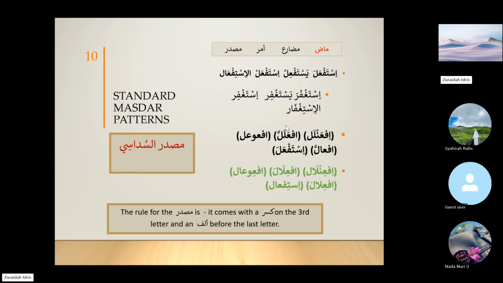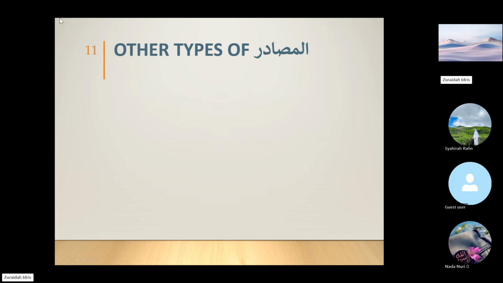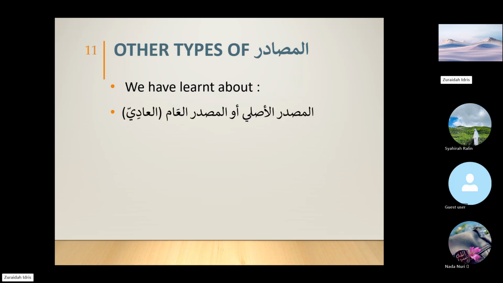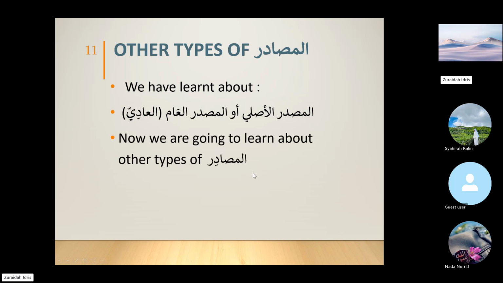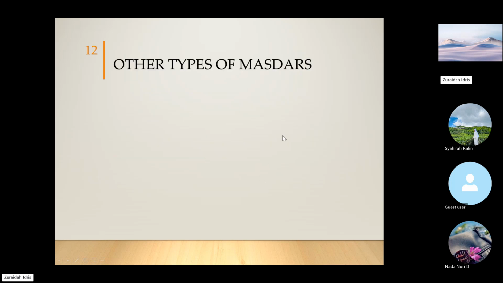Okay, so I'll close off with what we're going to do next week. We did all the masdars that had a pattern. That means we know the masdar from whether it is Rubai, Humasi, Sudasi. We know the patterns from that. But we also have other masdars. This is what we call Masdar Asli, or Masdar Am or Adi, which has rules. We're going to learn about other types of Masadir, and I think you've heard of these, but maybe you have not really sat down and studied them.